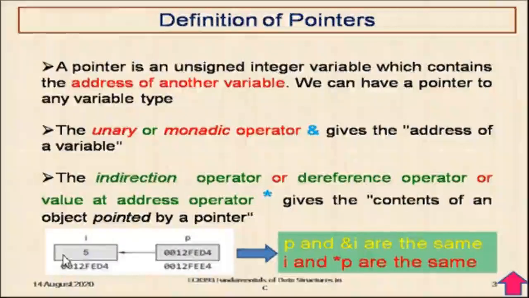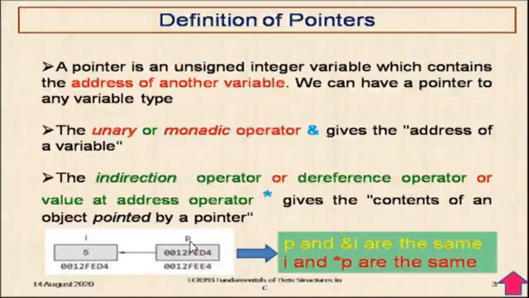Look at this example. Here, the variable I is an integer variable. When we declare a variable, what happens inside the memory is that a specific memory location is assigned. Whenever we refer to the variable I, it will physically go to this address and fetch the data. So I is the integer variable which is assigned this address 0012 FE D4 or something, and the data 5 is stored there. So I is a simple integer variable which is assigned with this address.